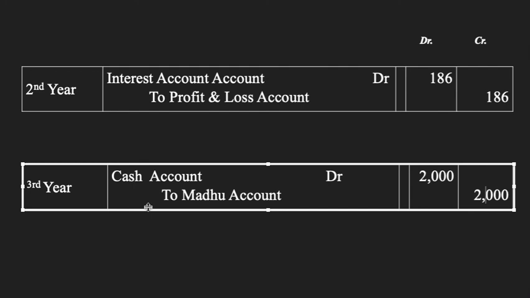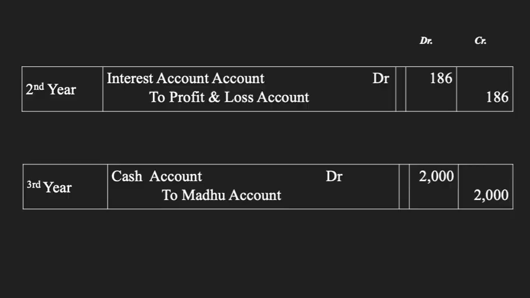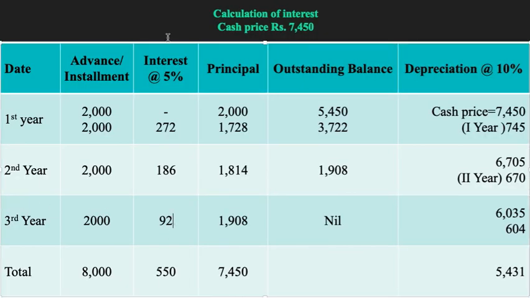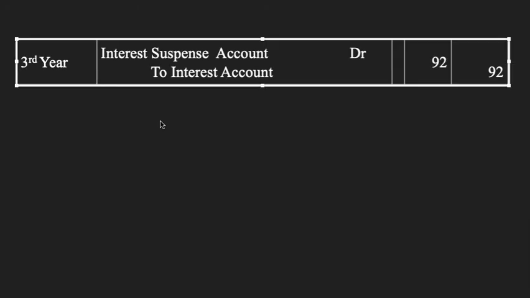After that we have interest amount. How much is the interest amount here? After that we have the interest amount which we are paying here. The interest amount here is 92 rupees, right? Who is this? It is Madhu who is paying 92 rupees to the Machines Limited, right? So for this interest amount we are going to write down interest suspense account debit to interest account, right? And the amount is how much?